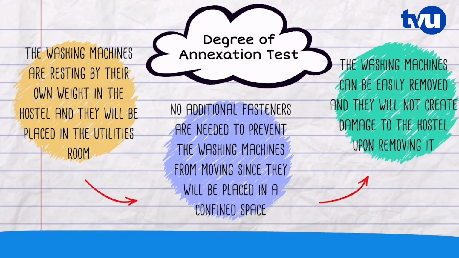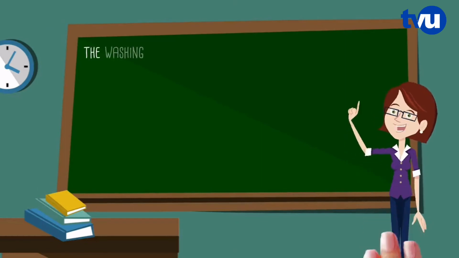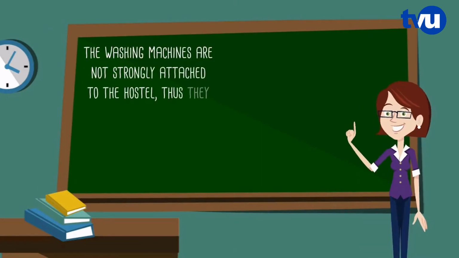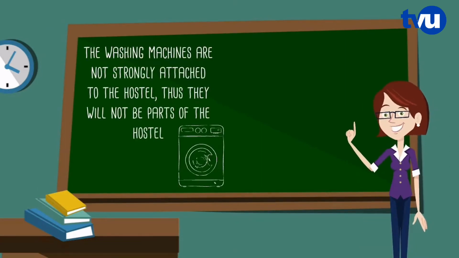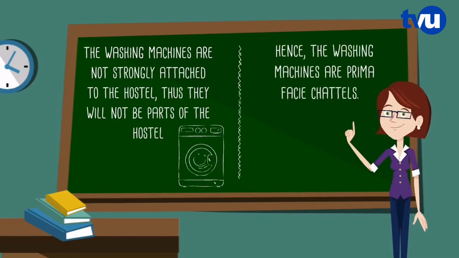Since there is no additional fastening used to attach the machines to the hostel, as they were only rested by their own weight, it proved that the washing machines can be easily removed. Pursuant to this factor, it can be seen that the washing machines are not strongly attached to the hostel, subsequently indicating that they will not be part of the hostel. Therefore, the washing machines are prima facie chattels.